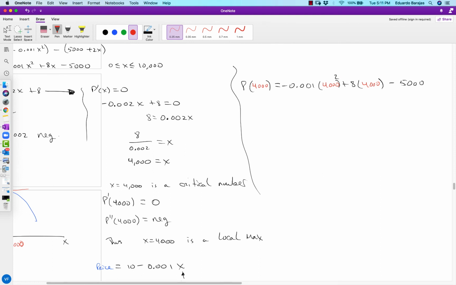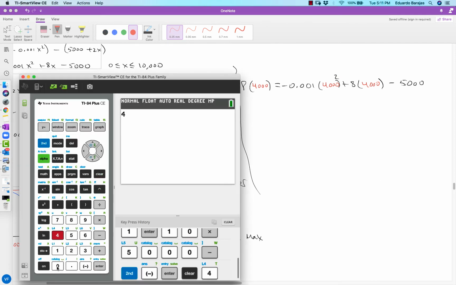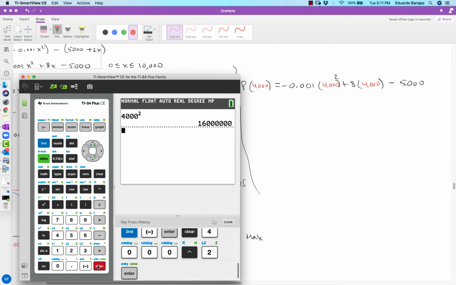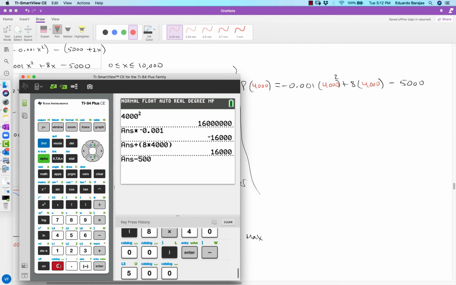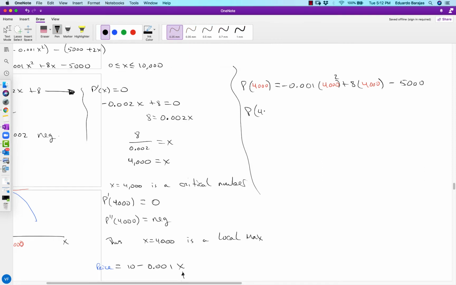Okay, so let's get our calculator. 4,000 to the power of 2, times negative 0.001, plus 8 times 4,000, minus 5,000 gives you that. So I get a profit of 11,000. P of 4,000 equals 11,000. Okay, so putting it all together, demand is 4,000. x equals 4,000 is demand. We see that the price is equal to $6.